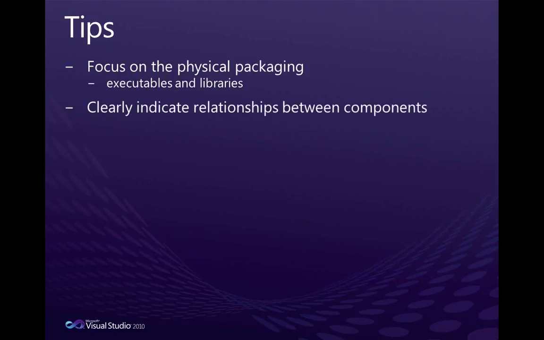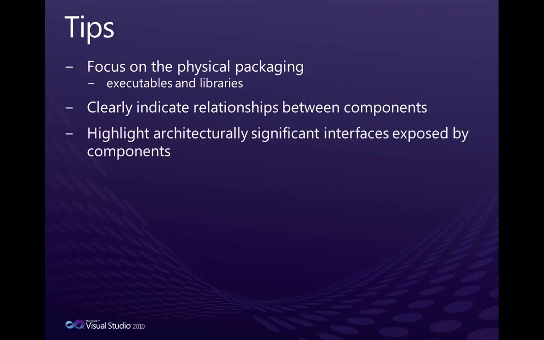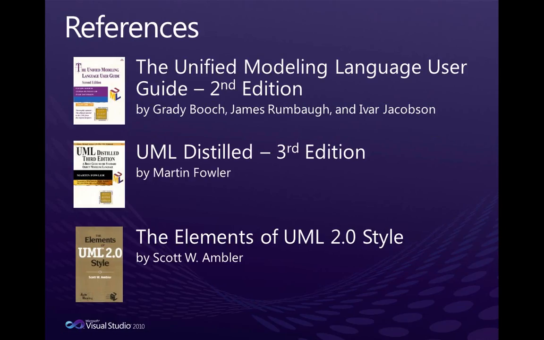Be sure to clearly indicate relationships between components. Most of those relationships in the diagram were simple project references, but where they weren't, I was sure to highlight that in the diagram by labeling the relationships appropriately. You want to be sure and highlight architecturally significant interfaces exposed by those components, and that's what we did between the SQL repository and the SQL database components. Here are some references to help you with your component diagramming. The Unified Modeling Language User Guide 2nd edition, UML Distilled 3rd edition, and The Elements of UML 2.0 Style.